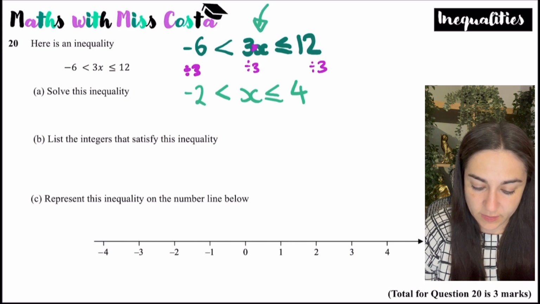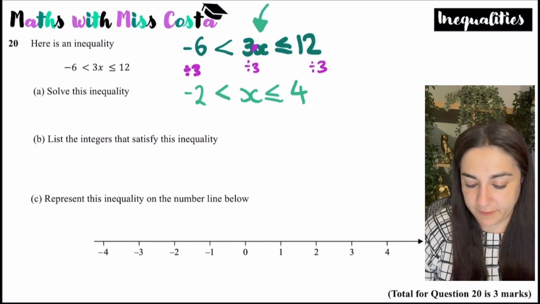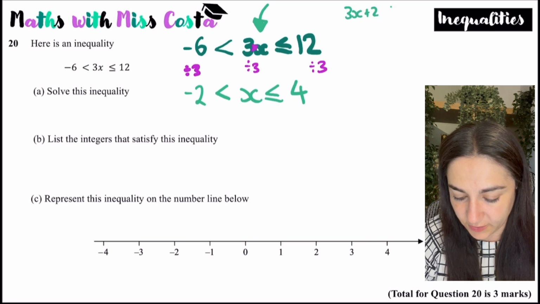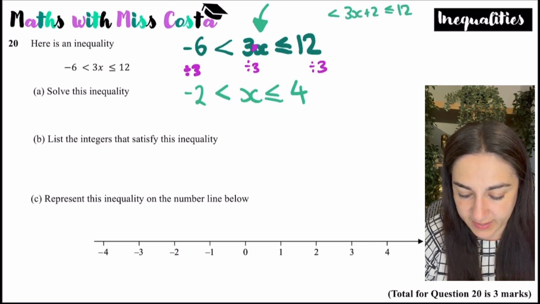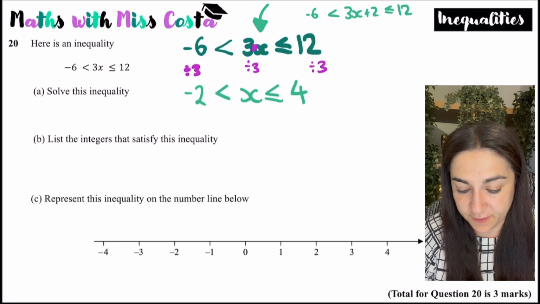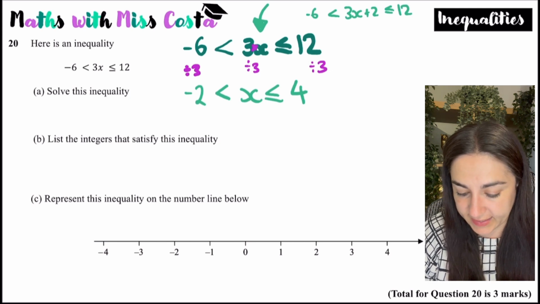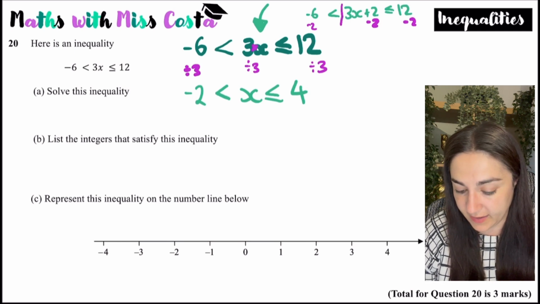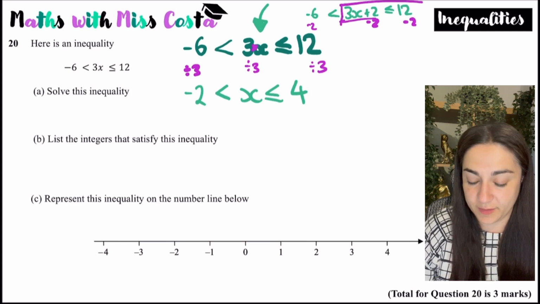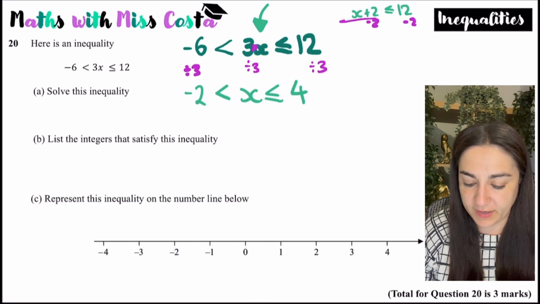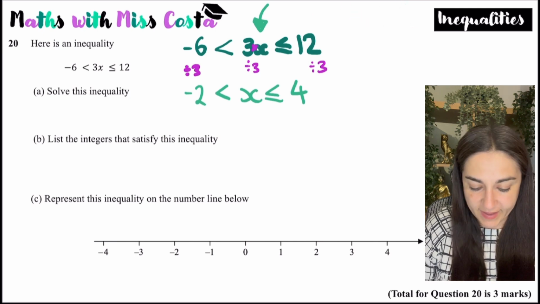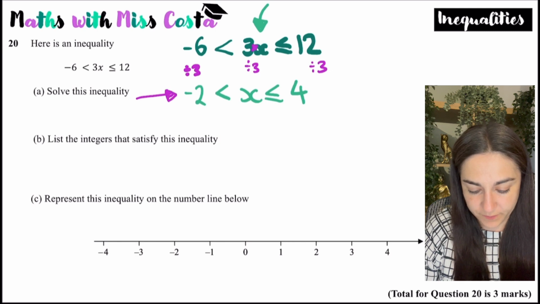Whatever's in the middle, for instance, just a really quick example, if it said 3x plus 2 is less than 12 and then less than minus 6, the first thing we'd have to do is take 2 from both sides, just like we would if it was just this part here, and then we divide by 3. But if you need more help on that, just let me know and I can go into more detail. So that is this inequality solved.